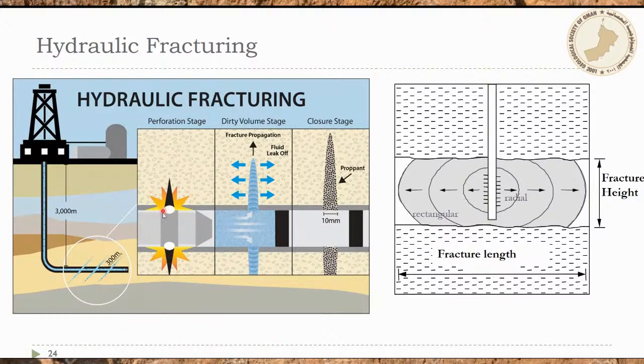okay, using the guns, and then inject the fluid with high pressure to create the fracture. And then we inject the proppant or the sand into this fracture to keep it open, and then we can produce. So why do we care about this one?